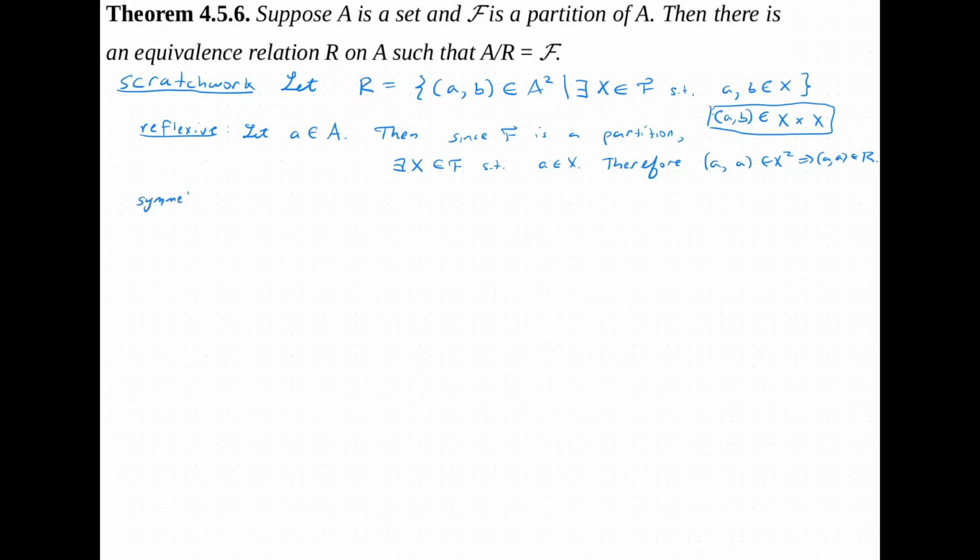For symmetric, now we want to suppose that a, b is in R. Well, by definition of how we define our relation, that means that there is some X in the family such that a and b are in X. Therefore, b, a is in the Cartesian product of X with itself, which implies b, a is in the relation, so it is symmetric.